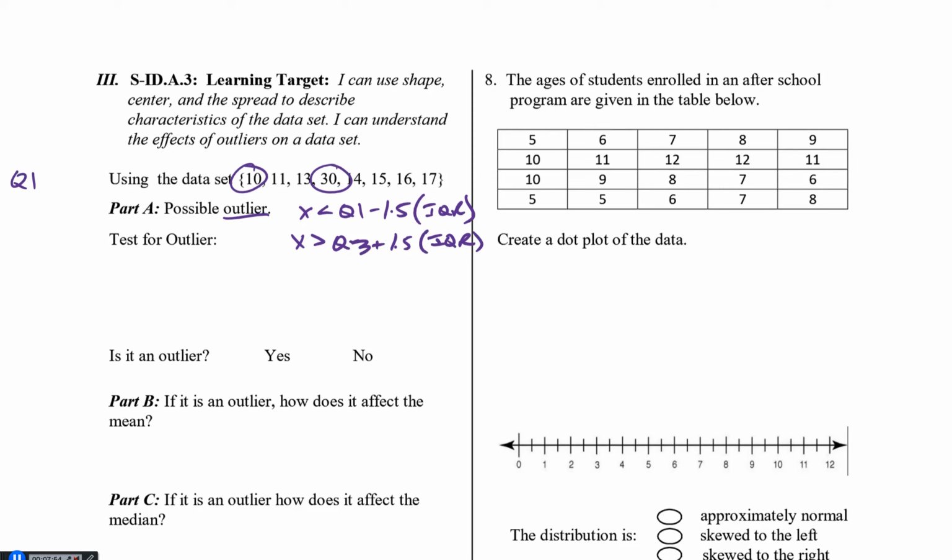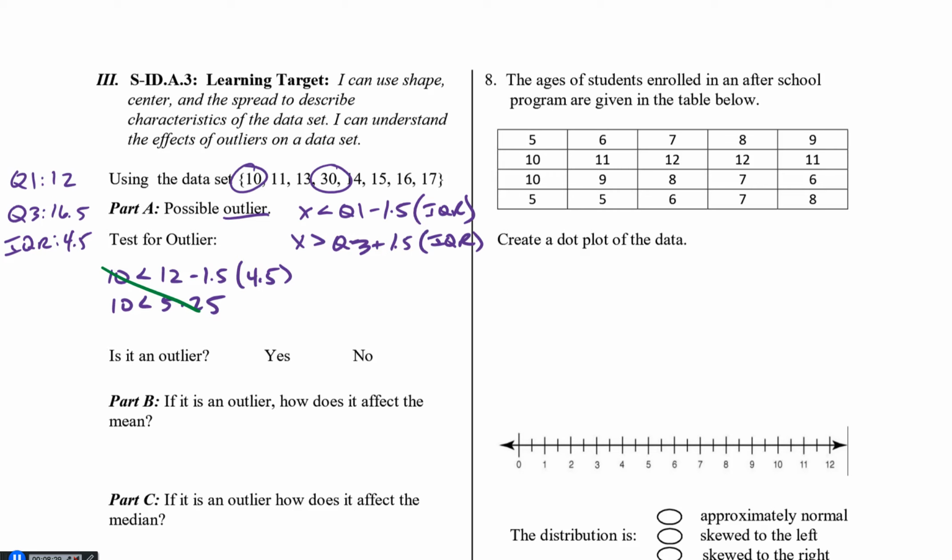So if I use my calculator, I'm going to come up with these values. The Q1 is 12, Q3 is 16.5, and that leaves the interquartile range at 4.5. So the test for outliers is going to be, is 10 less than 12 minus 1.5 times 4.5, which leaves me with 10 is less than 5.25, which is not true, so that is not an outlier.